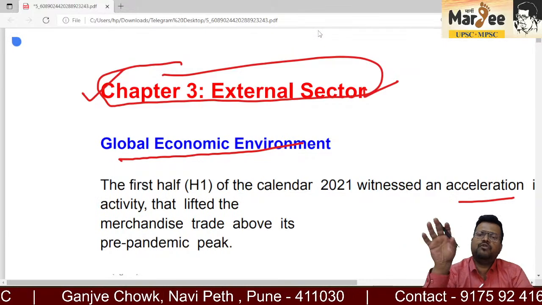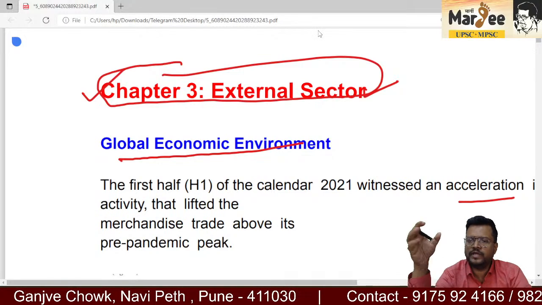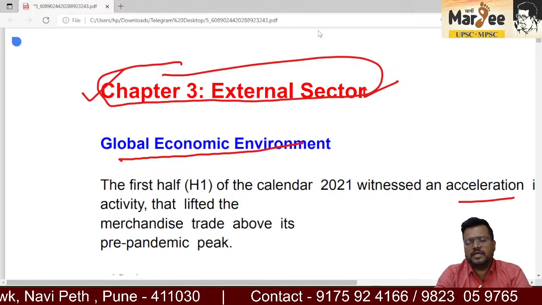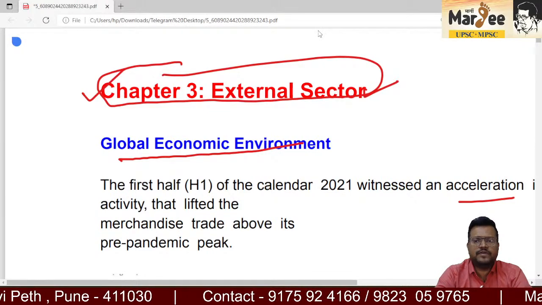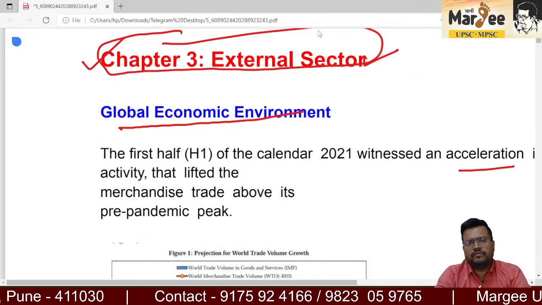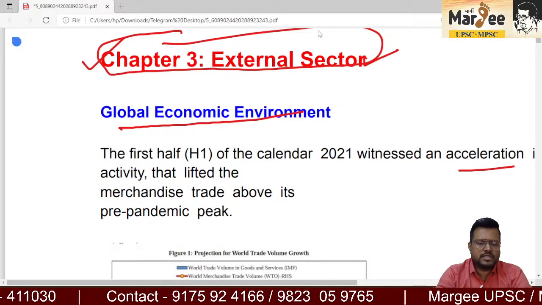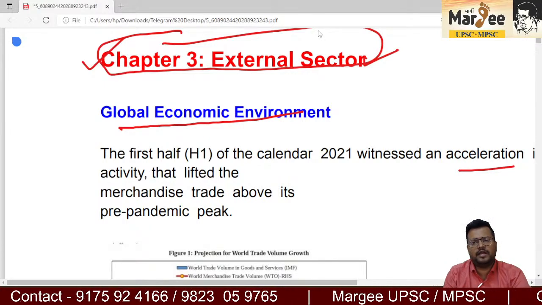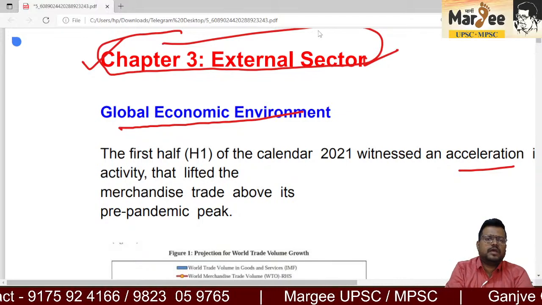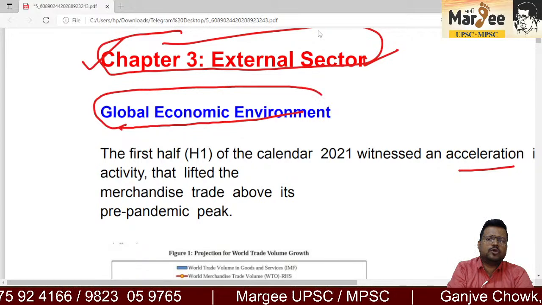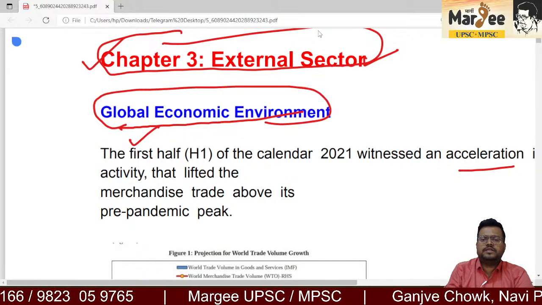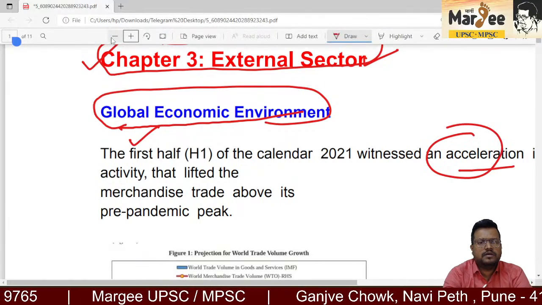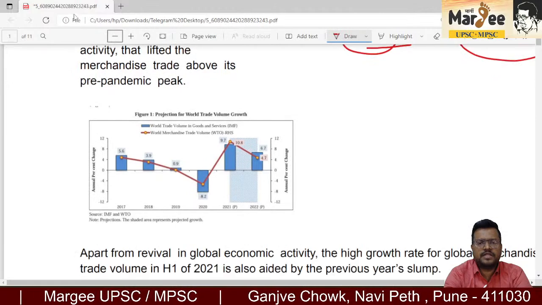It mainly focuses on what is ongoing in the global economic circle. See, due to COVID-19 uncertainty, no definite trend could be visible in global trade, but now as this pandemic is on a downward slope, we can see some trade related trends. Economic survey first states what the global economic environment currently is. It states that we are witnessing acceleration in economic activity.